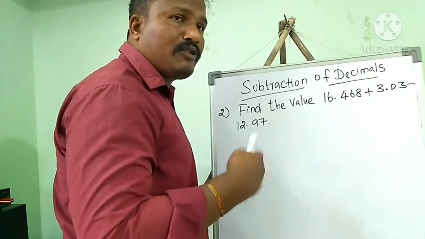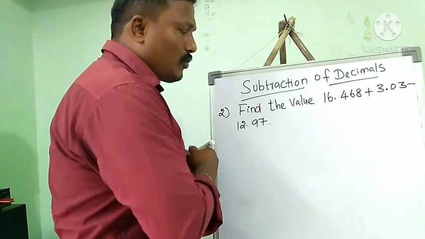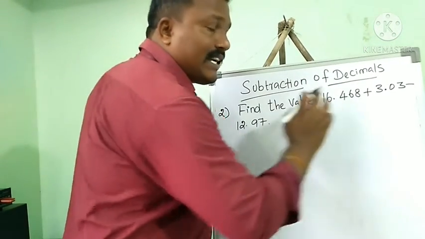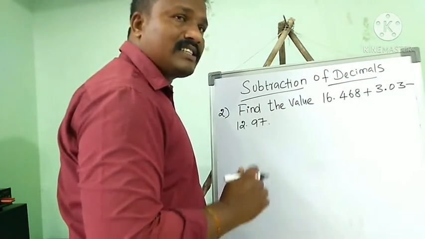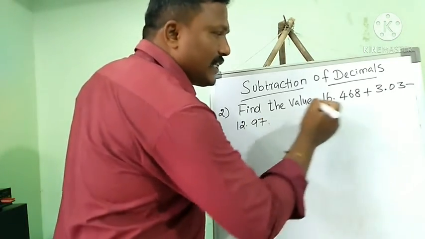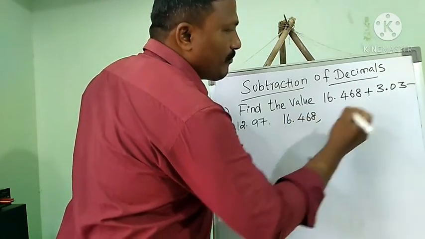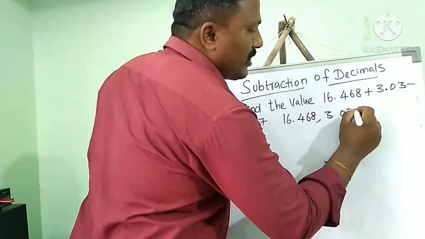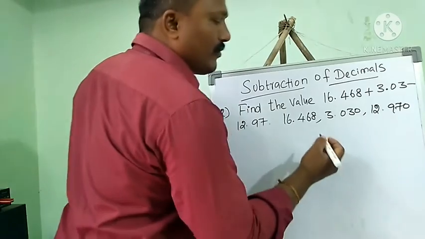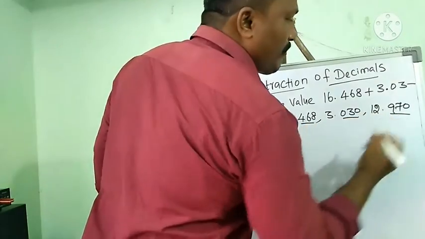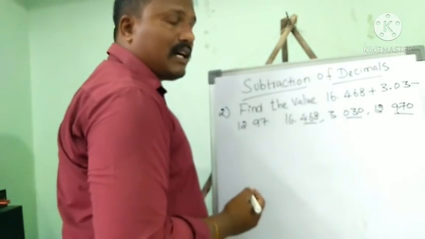So what I will do, I am going to convert the given unlike decimals into like decimals. The highest number of decimal places is 3, so I will convert all the numbers to 3 decimal places. So for that 16.468 as it is, then 3.030, then 12.970. Now if you look at it, all the decimal places are 3, so the same, it's a like decimal number. Now first I will add these two decimals, then after that I will subtract.